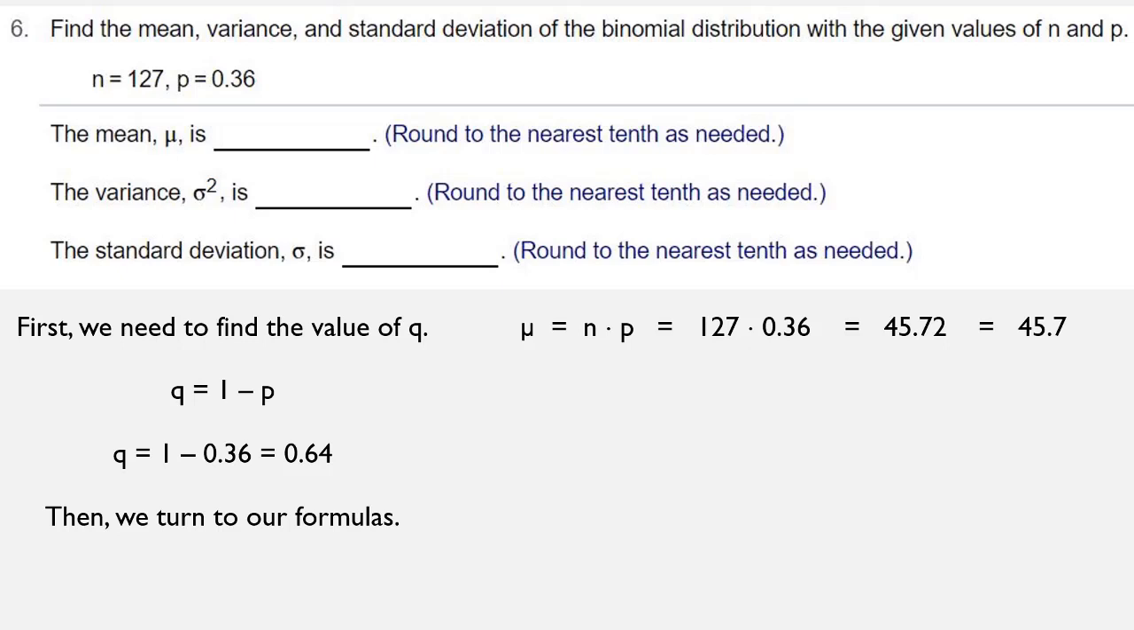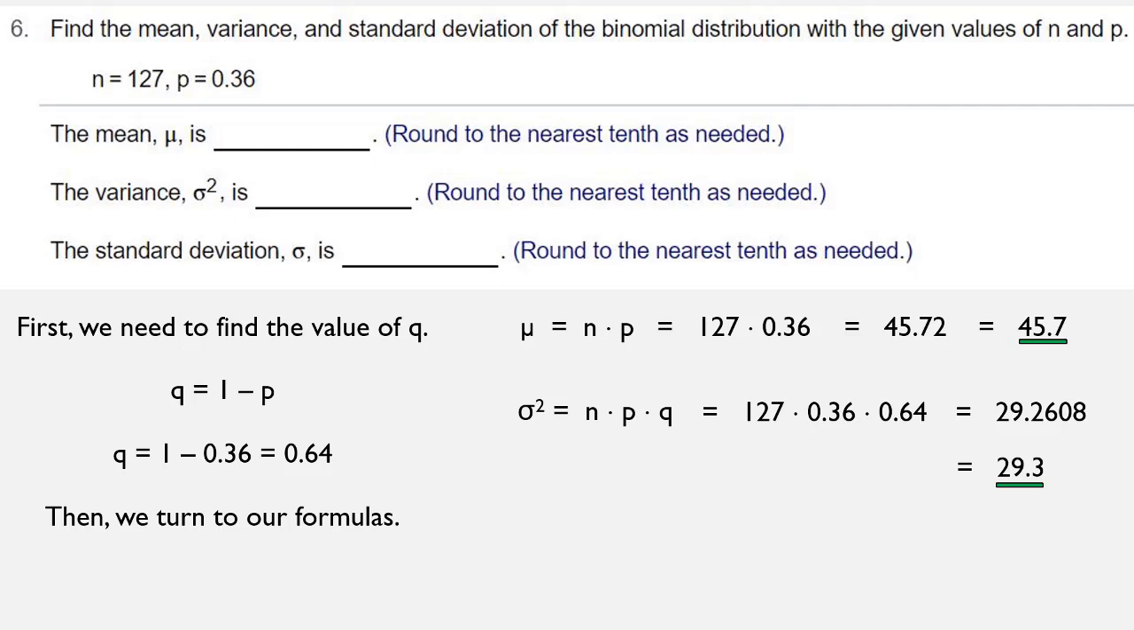For the variance, our formula is about as simple as formulas for the variance will ever get. Sigma squared equals n times p times q. So we start off the same way as we did the mean, with 127 times 0.36, but then we also have to multiply times 0.64. When we multiply that together, we get 29.2608, rounded to the nearest tenth is 29.3. And that's your variance.